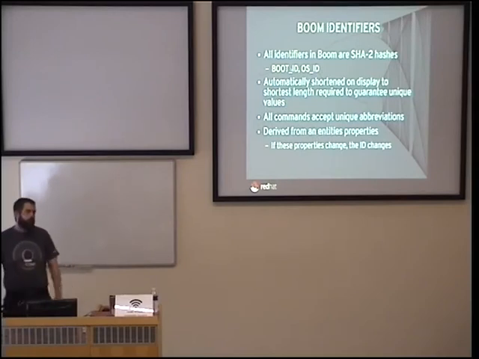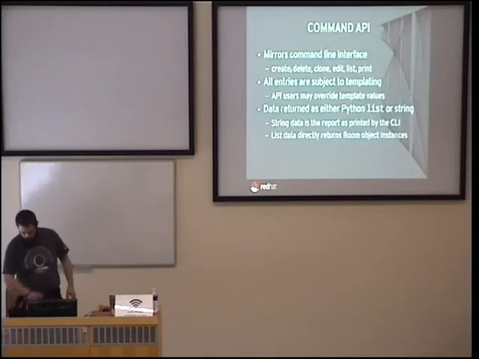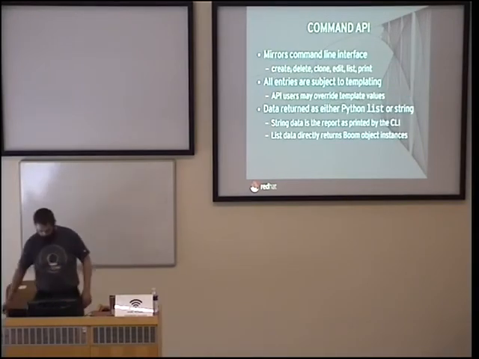The identifiers are all SHA-2 hashes. We abbreviate them Git style. So what we display is the minimum unique, or 7, whichever is the greater. All the commands accept the abbreviated form, so you don't have to type these gigantic strings.